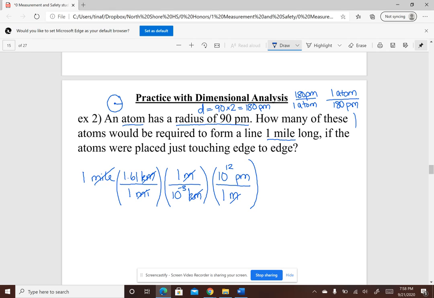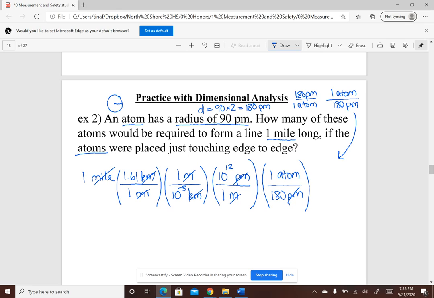So if you look down here, I want picometers to cancel out, and picometers is on the top. So in my next set of parentheses, I'm going to want to put picometers on the bottom. And I'm going to end up with the unit atom, which is what I want to know. I want to know how many atoms are in that line.